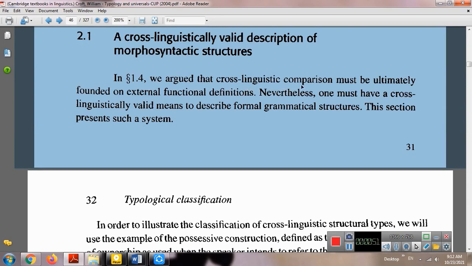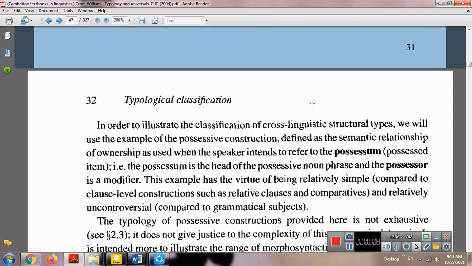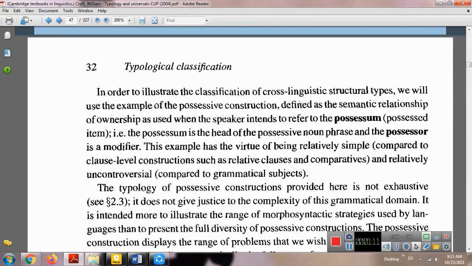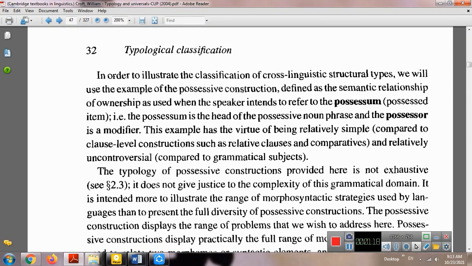We argued that a cross-linguistic comparison must be ultimately founded on external functional definitions. Nevertheless, one must have a cross-linguistically valid means to describe formal grammatical structures. In order to illustrate the classification of cross-linguistic structural types, we will use the example of the possessive construction, defined as the semantic relationship of ownership, as used when the speaker intends to refer to the possessed item, like the possessum in the head of the possessive noun phrase, and the possessor is the modifier.